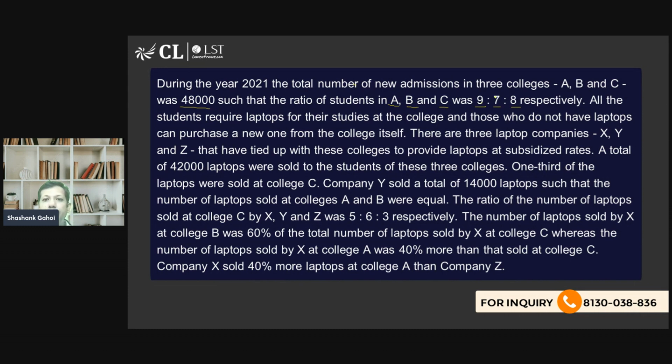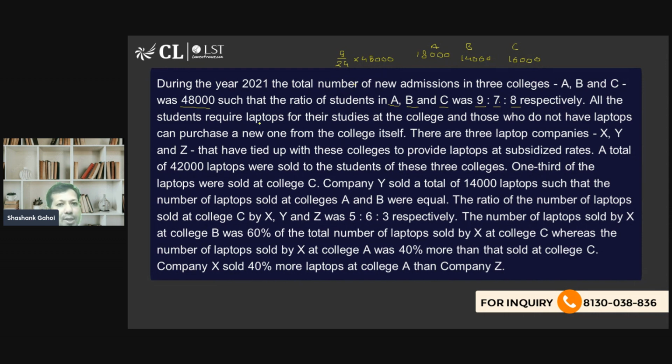So 9 plus 7 plus 8 is 24. So A was 9 by 24 of 48,000. So total number of admissions in A was 18,000. Total number of admissions in B, sorry, it should be 14,000. And total number of admissions in C was going to be 16,000. And that's what is given to us.